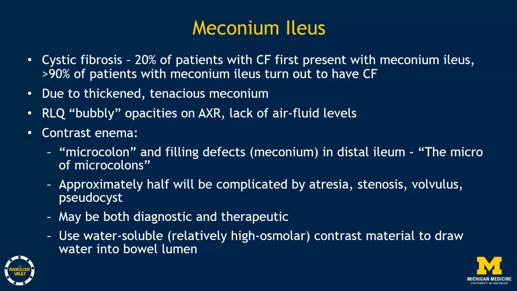Now, a microcolon is usually one where the diameter is less than or equal to the height of a vertebral body. Now, in meconium ileus, approximately 50% of those patients will be complicated by an associated bowel atresia or stenosis, a small bowel volvulus, not related to the midgut, but related to the obstruction, or perforation with a meconium pseudocyst.